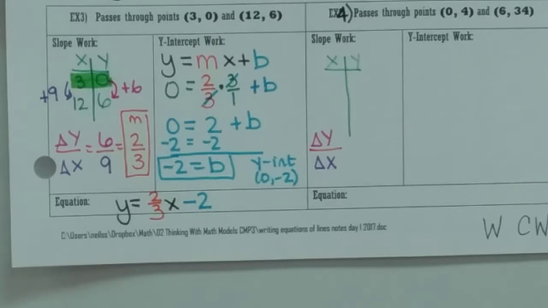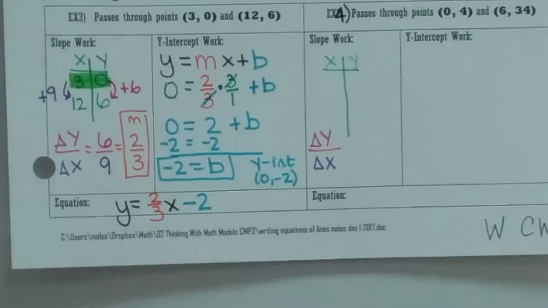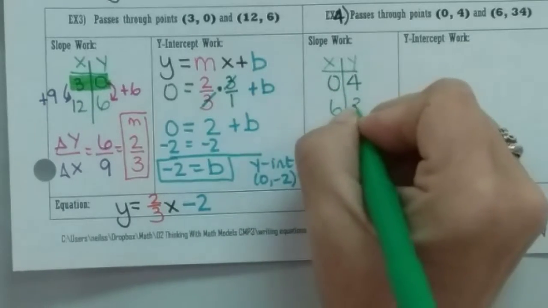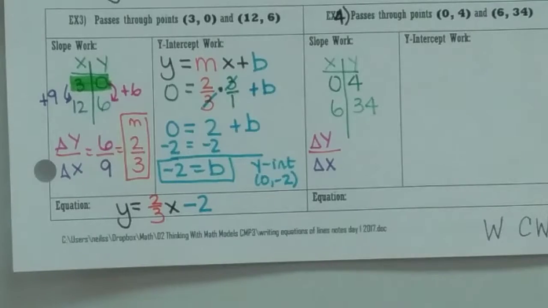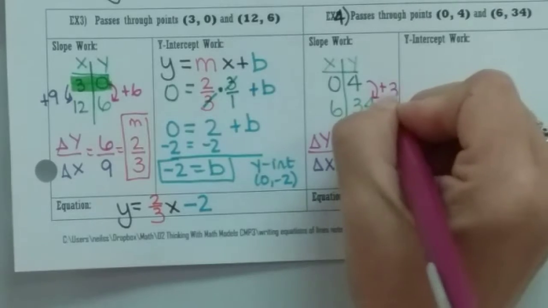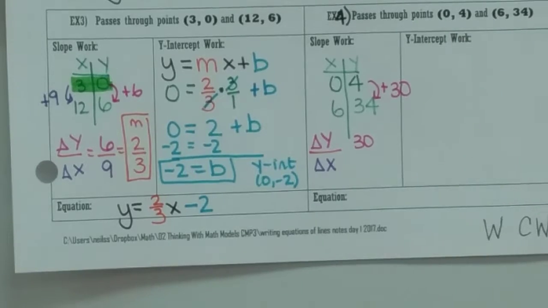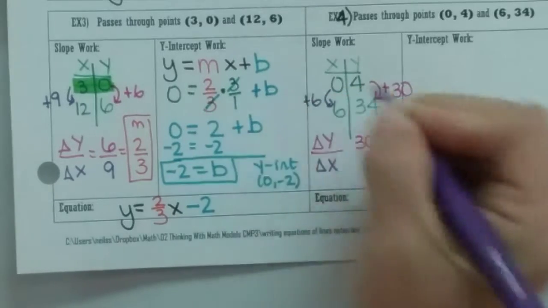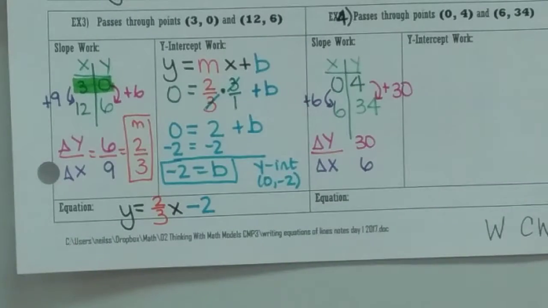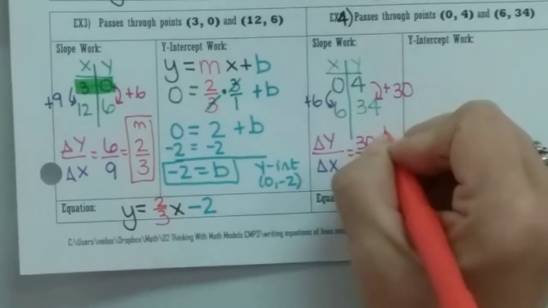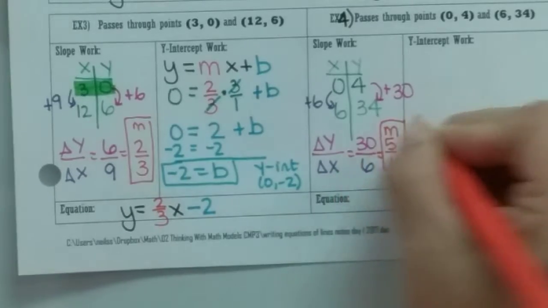On to the last example. We have the points 0, 4 and 6, 34. So I'm going to put 0, 4 and 6, 34. So our delta y from 4 to 34 is a change of 30. And our delta x from 0 to 6 is a change of 6. And 30 over 6 reduces to 5 over 1. So our slope is going to be 5 over 1.